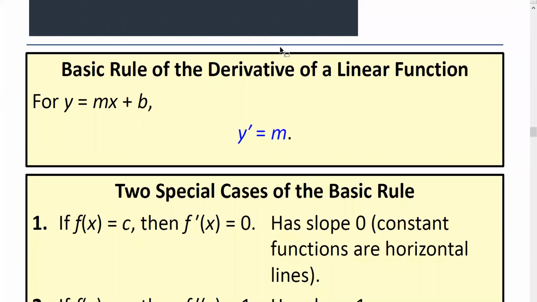The basic rule of the derivative of a linear function: for y equals mx plus b, y prime equals m. Recall y prime, or the derivative, is the slope of the function. And for the line y equals mx plus b, the slope is m. Therefore, the slope is the same as y prime.